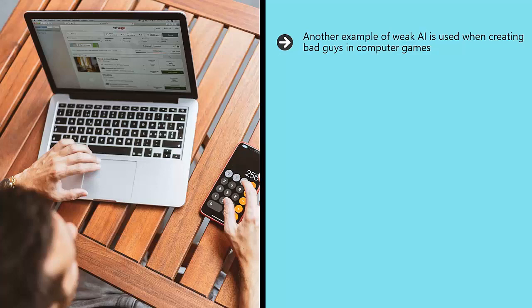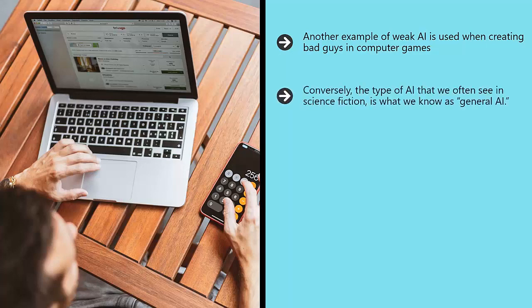However, the code is only useful in the context of the video game, and so it's not about to turn into Skynet anytime soon. Weak AI might not sound as exciting, but it is being used for a huge range of extremely exciting things, from helping to treat disease to improving the economy. Conversely, the type of AI that we often see in science fiction is what we know as general AI.